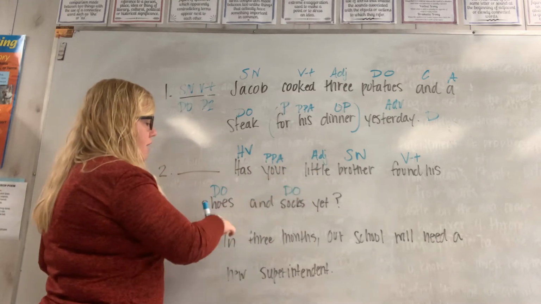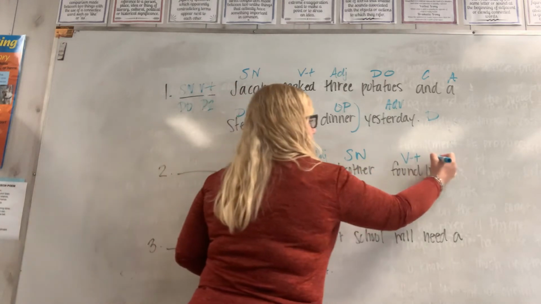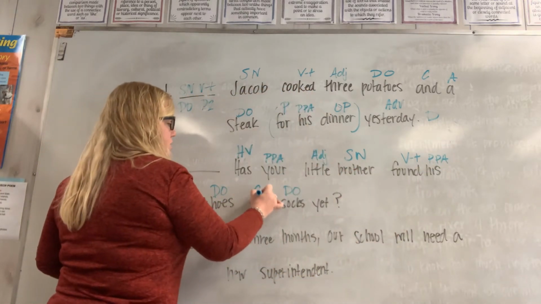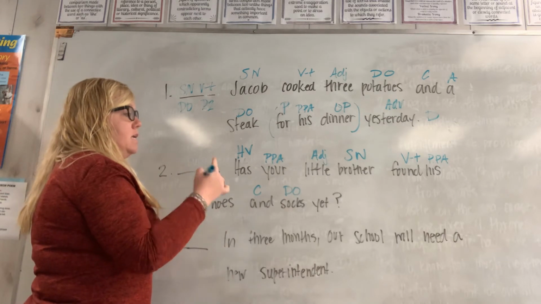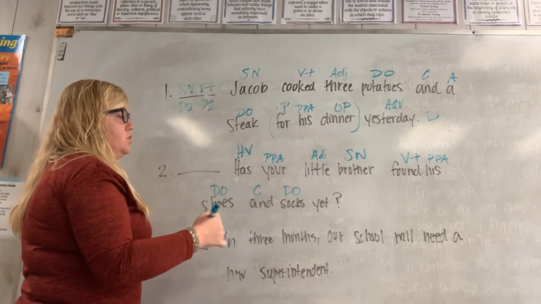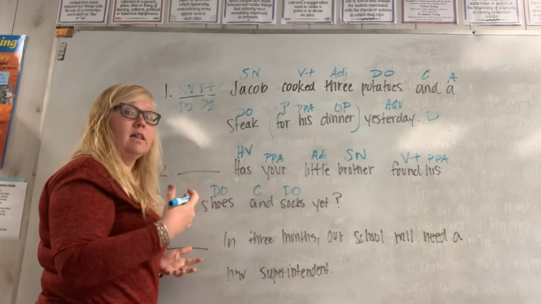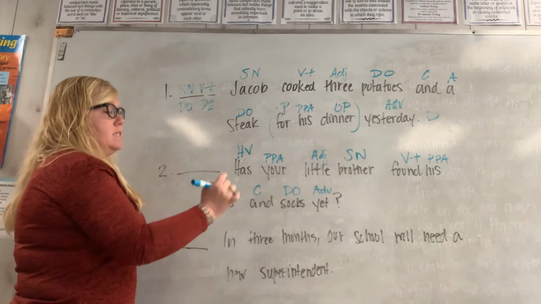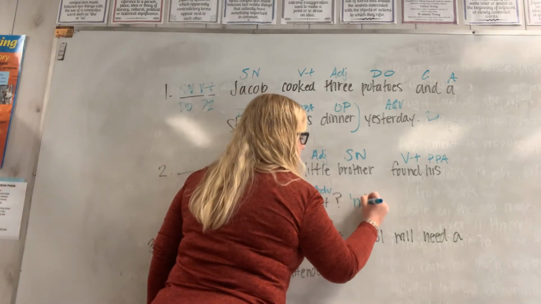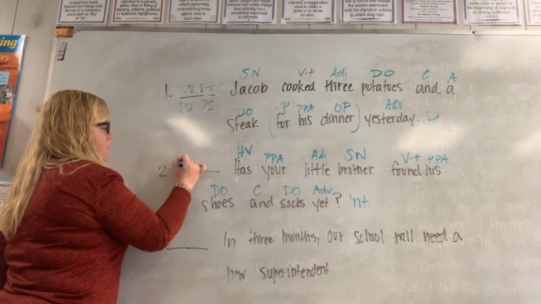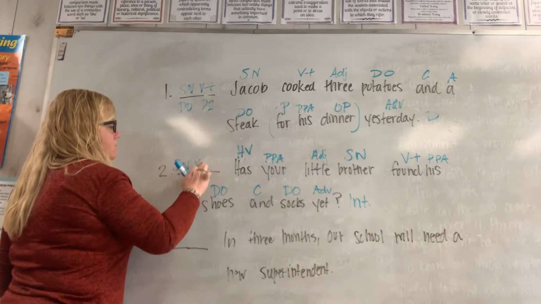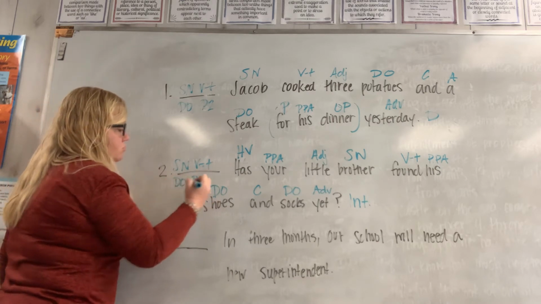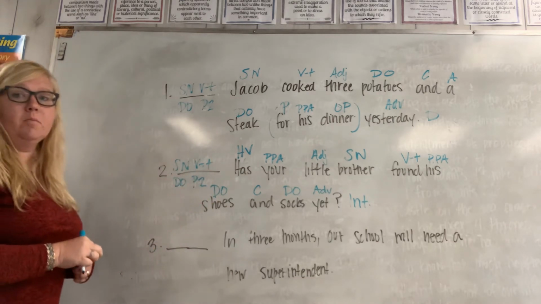And his is describing whose shoes. So there again, that's going to be a PPA. And is always a conjunction. And it's asking, has your little brother found his shoes and socks yet? So it's asking like when. So that's going to be our adverb. And this is a question, so that means it's an interrogative. So INT. And then make sure you put, sorry guys, subject, noun, verb, transitive, direct object, pattern 2. Okay? All right, number 3.